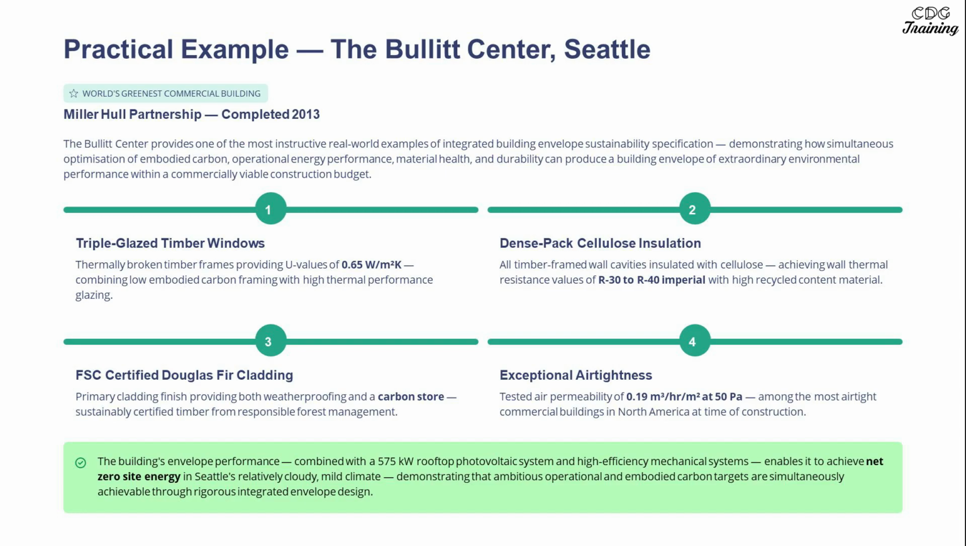The Bullitt Center in Seattle exemplifies sustainable building practices. With features like triple-glazed windows and FSC-certified cladding, it demonstrates the integration of energy efficiency and low-carbon materials.